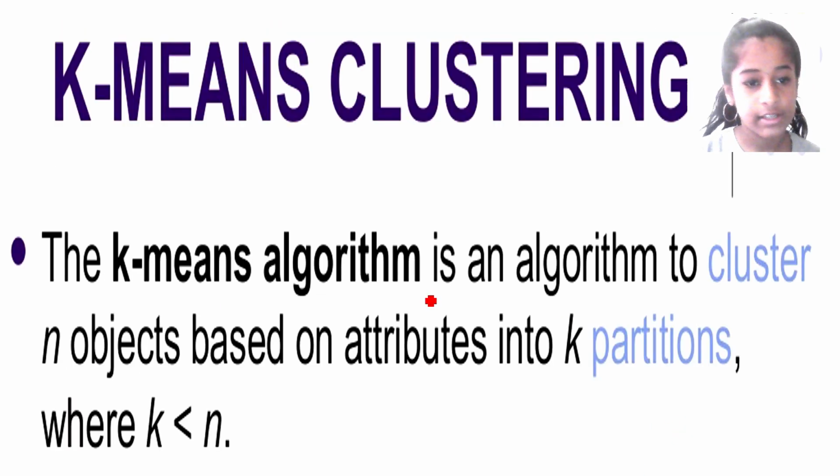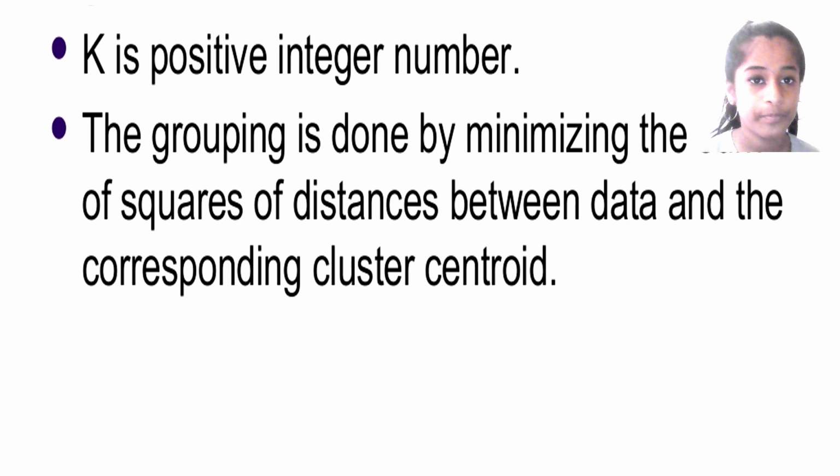So what is K-means clustering? The K-means algorithm is an algorithm to cluster objects based on their attributes into K partitions, where K should be smaller than N. Let's see that. I'm going to show you in an example also. Here the K value defines how many clusters we need. Clusters means how many groups we need. We input the number of groups, and then we get the output saying these are the groups. We're going to check a few attributes in them.